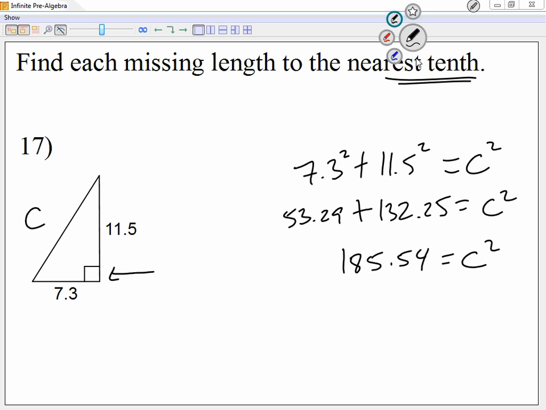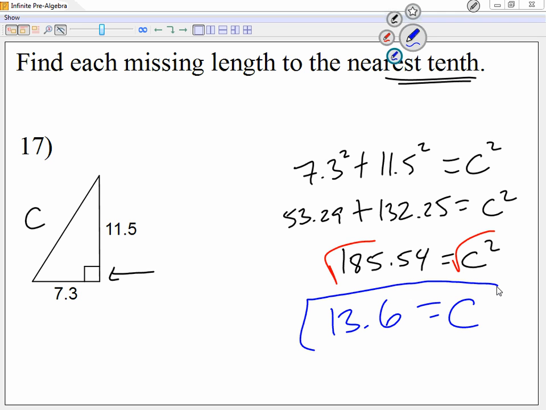185.54 is c squared. Since I want to know what c is, let me take the square root of each side, because I know the square root of c squared is c. That's how I get the value of c. The square root of 185.54, looking at my decimals, I get 13.62. So I'm going to call that 13.6. Once again, I'm rounding to one decimal place, but I did take a look at the second decimal place. It was a 2. Because a 2 is small enough, I'm not going to change the 6. If it was 5 or more, I would have changed it to 13.7. Don't forget to round to one decimal place, but do take a look at the second decimal place.